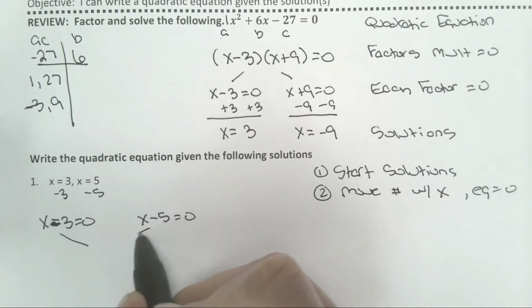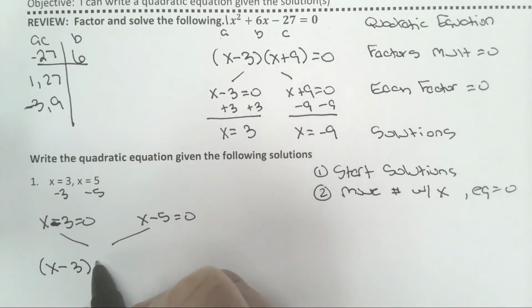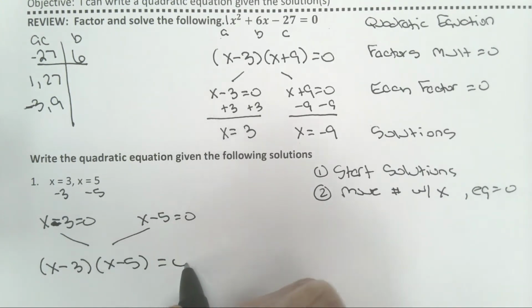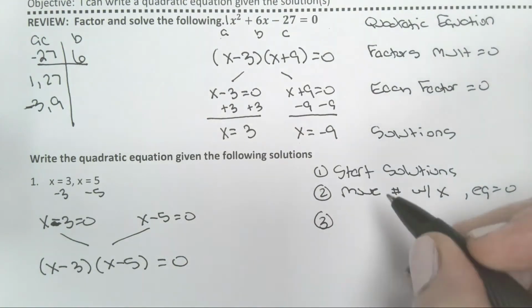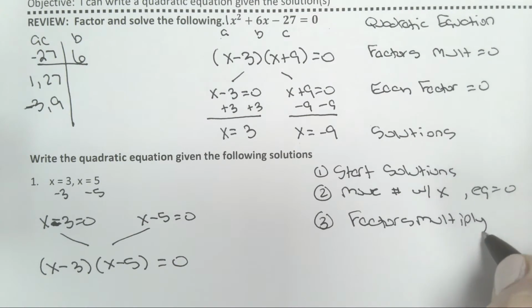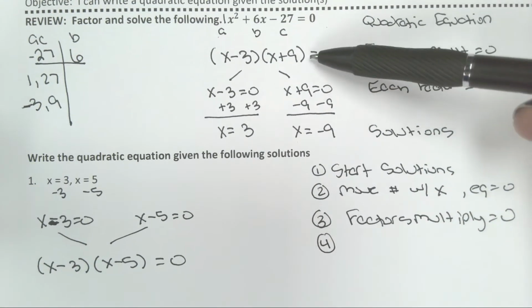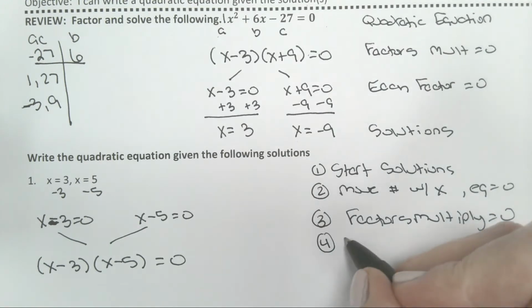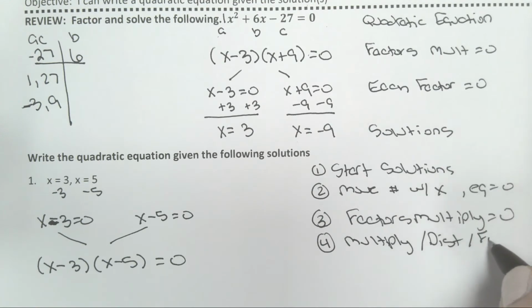All right, so I'm going to take these two factors and I'm going to write them in this format. x minus 3 times x minus 5 equals 0. So we'll call this factors multiply and equal 0. In step number 4, so to get it from this form back to this form, you're going to have to multiply, distribute, FOIL, whatever it is you all like to call it.